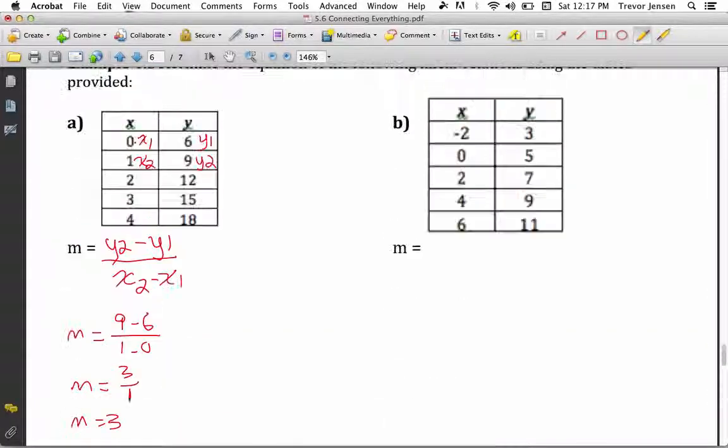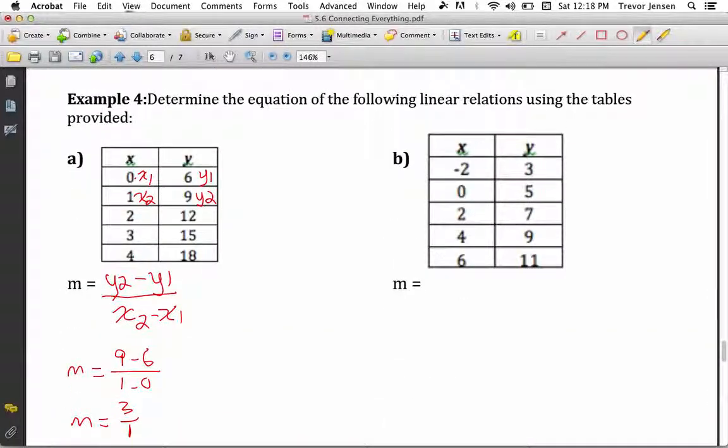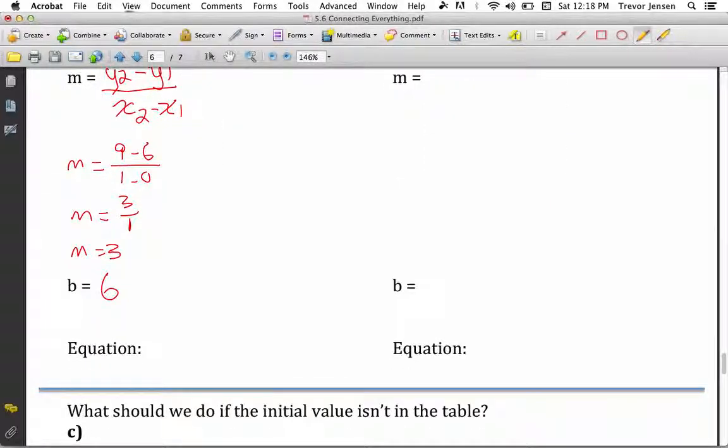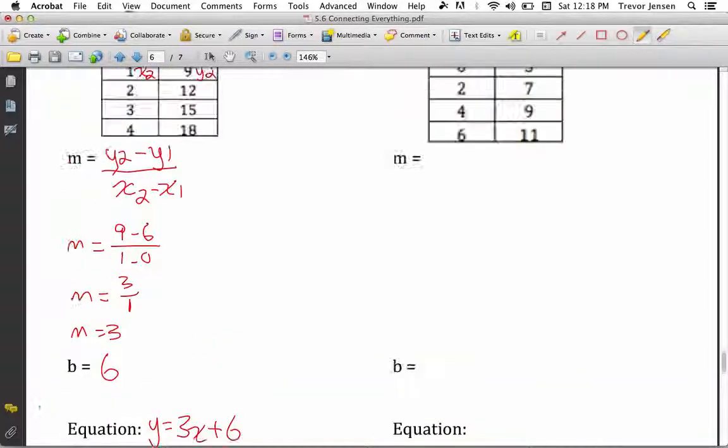B, I know, is my initial value, so when x is 0, what does y equal? Well, if I look at my table of values, when x is 0, y equals 6. Therefore, my initial value is 6. So I can write the equation of my line now that I have m and b. That's what defines my line. Plug that into y equals mx plus b. My m value was 3, so y equals 3x plus my b value was 6. So y equals 3x plus 6 is the equation of that line.